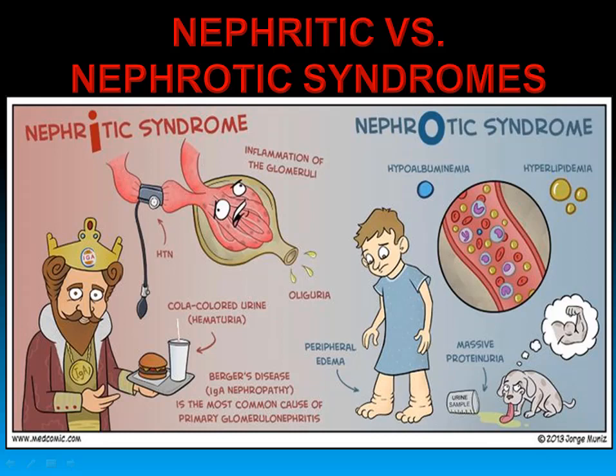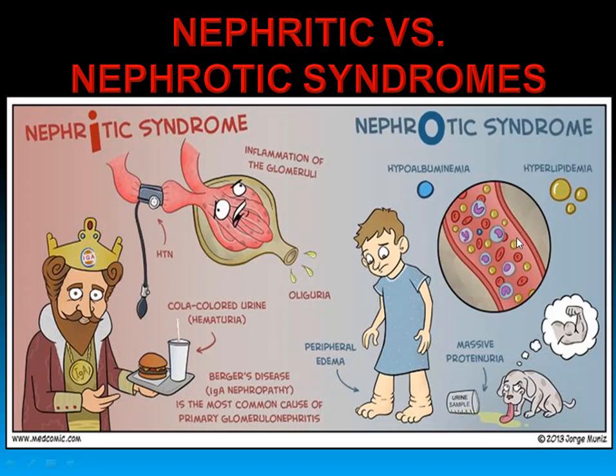One more time, let's repeat the components of nephritic and nephrotic syndrome. Nephritic syndrome consists of damage to the glomerulus, which leads to oliguria, hematuria, arterial hypertension, and mild proteinuria less than 2 grams per day.